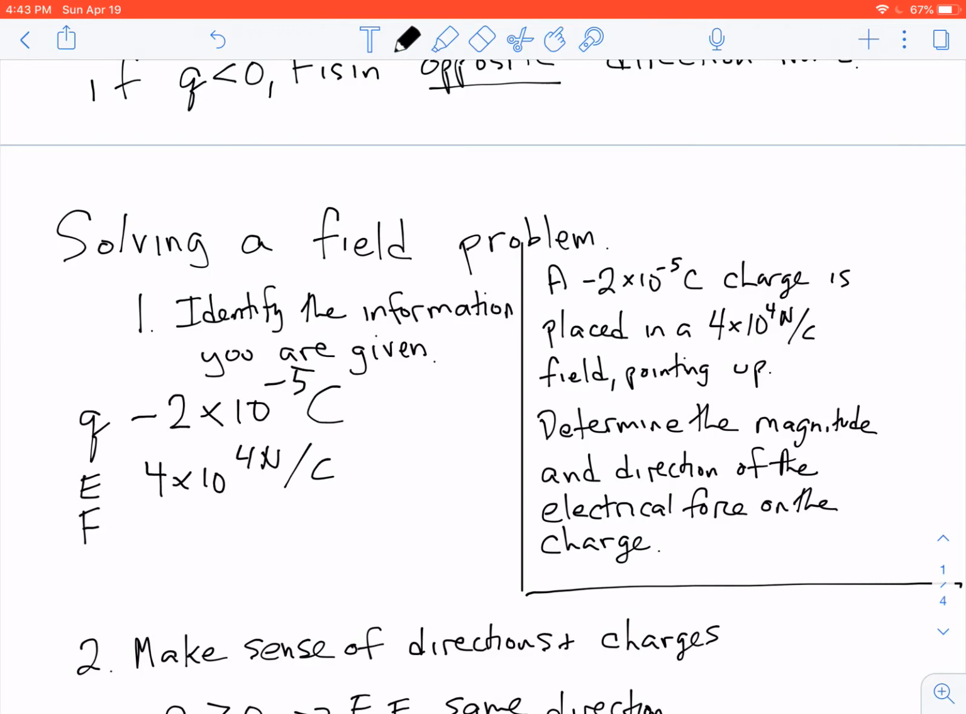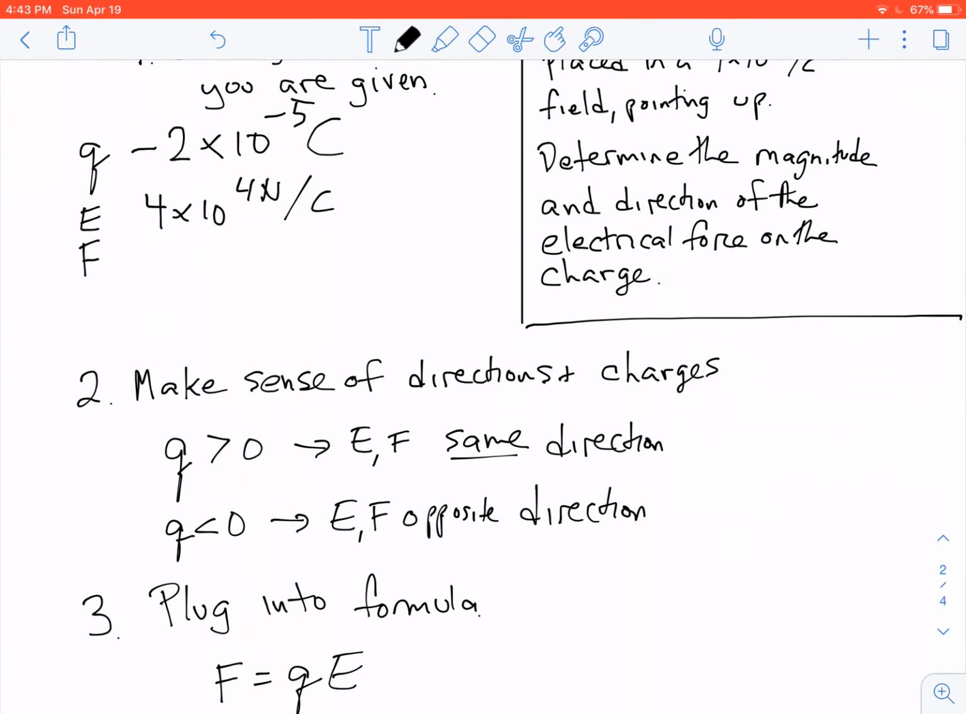All right. So now we move on to trying to make sense of the directions and the charges. Here we have a negative charge, so when the charge is less than 0, we see that the electric field and the force are in opposite directions. So we had that the electric field was up, and we had to have that the force has to be down.